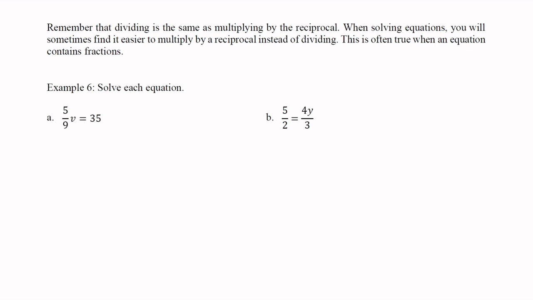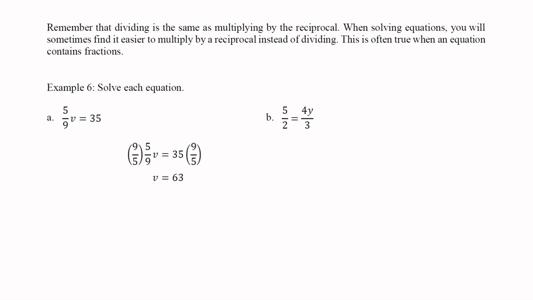So, for A here, we have 5/9 times v equals 35. To divide each side by 5/9 is the same as multiplying by 9 over 5. We multiply by the reciprocal. On the left-hand side, the 9's cancel because you've got one on the top and one on the bottom. The 5's cancel because you have one on the top and one on the bottom, leaving just v on the left-hand side. On the right-hand side, you can do 35 divided by 5, which is 7, and then 7 times 9 gives you 63.